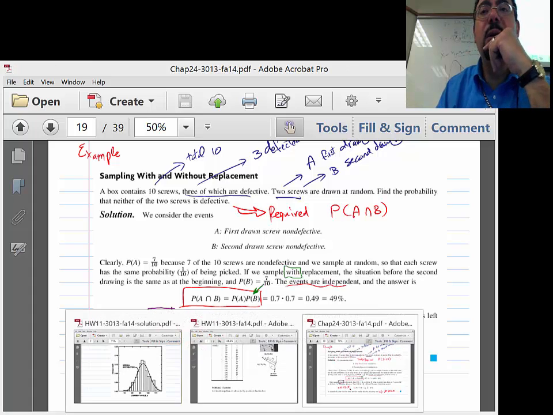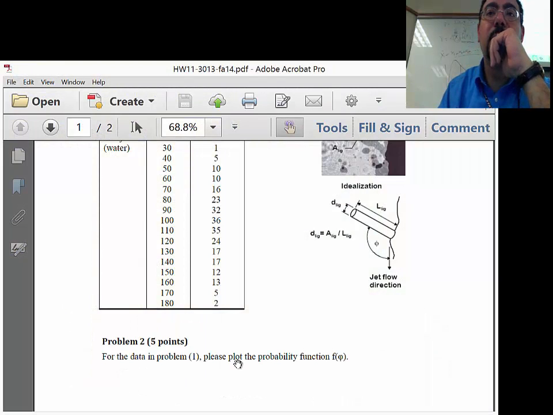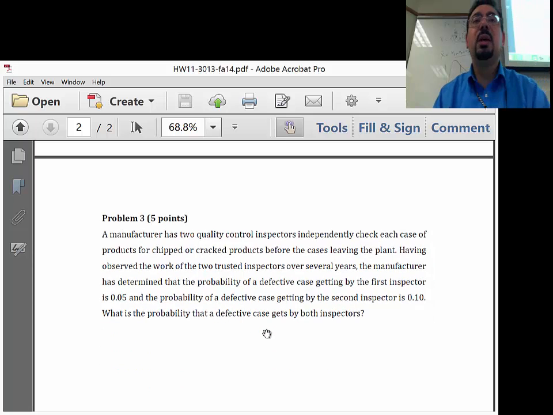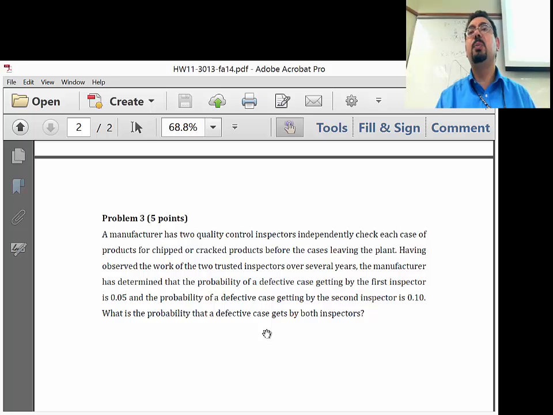Okay, so now let's look at the homework problem. The homework problem says there is a manufacturer who inspects the product before shipping using two inspectors over several years. Those two inspectors work independently from each other. One of them has a 0.05 probability of a defective case getting by, so that's the chance of him failing.